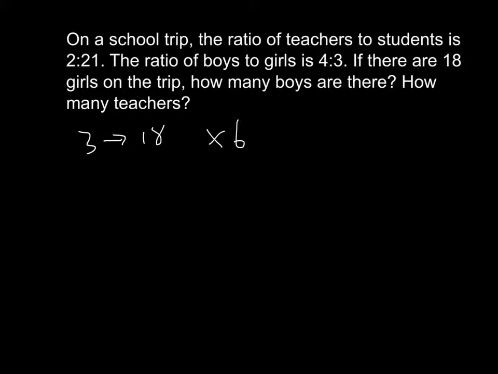So then you did what? And then I did the same to boys. So 4 times 6 equals 24. So you did it times 6, and you got that boys equals 24? Yeah. And then what did you do?